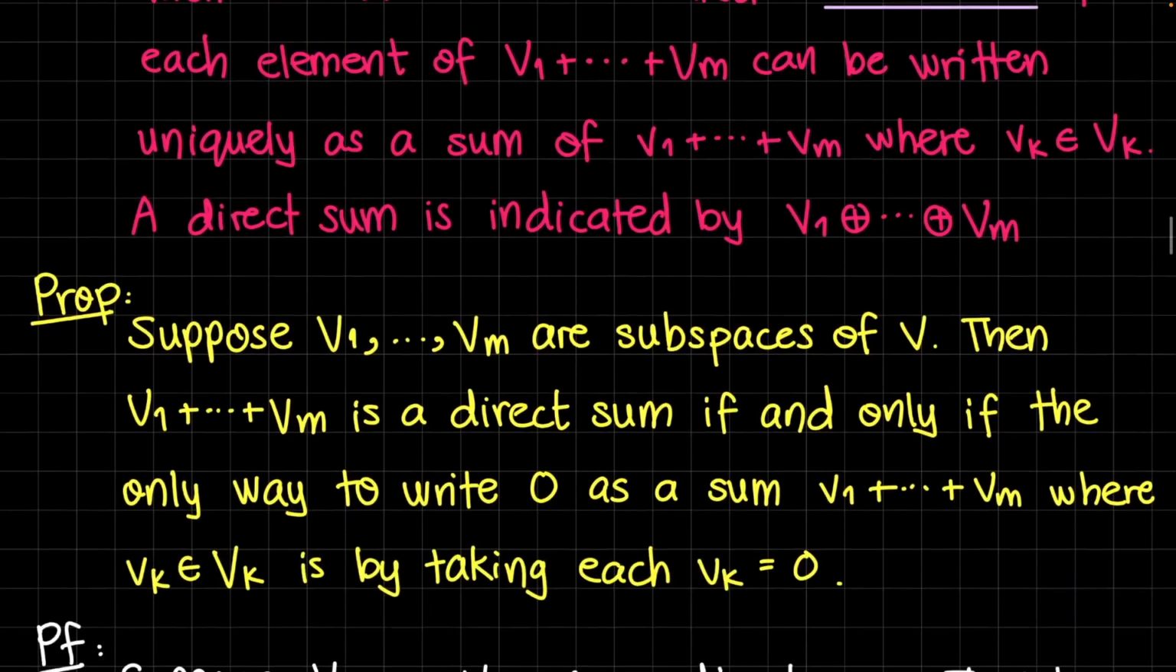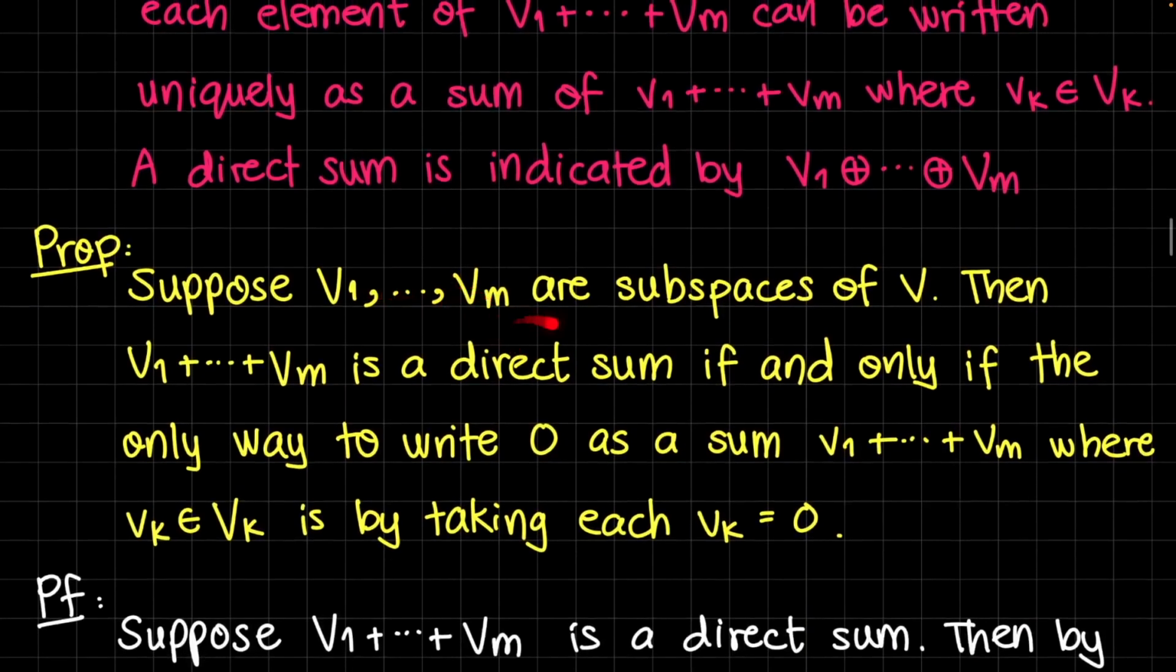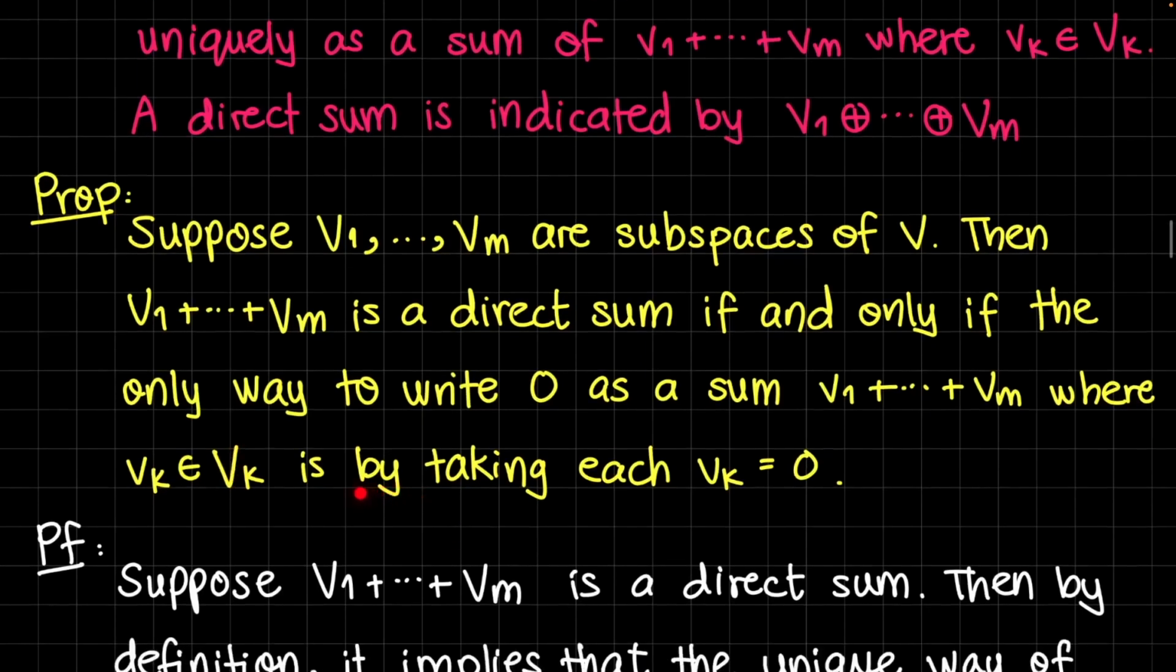Okay. And here's the proposition with the direct sum. Suppose V1 through Vm are subspaces of V. Then the sum of the subspaces is a direct sum if and only if the only way to write 0 as a sum v1 plus ... plus vm, where each vk belongs to the corresponding subspace Vk for all k, is by taking each vk to be 0.